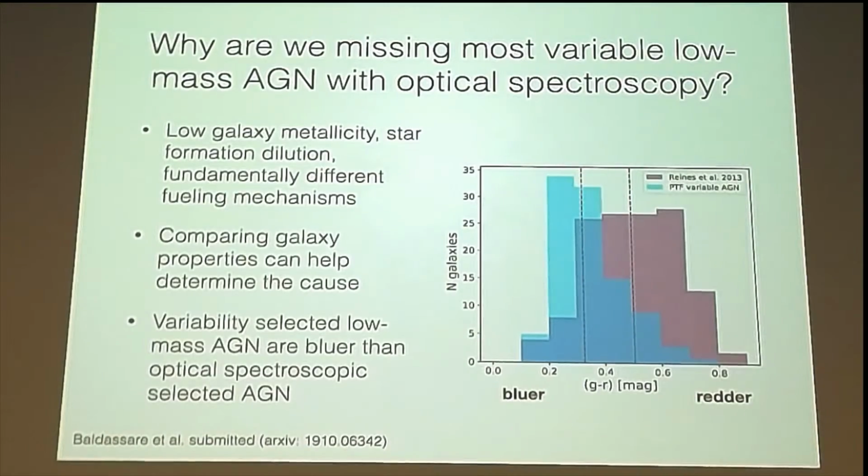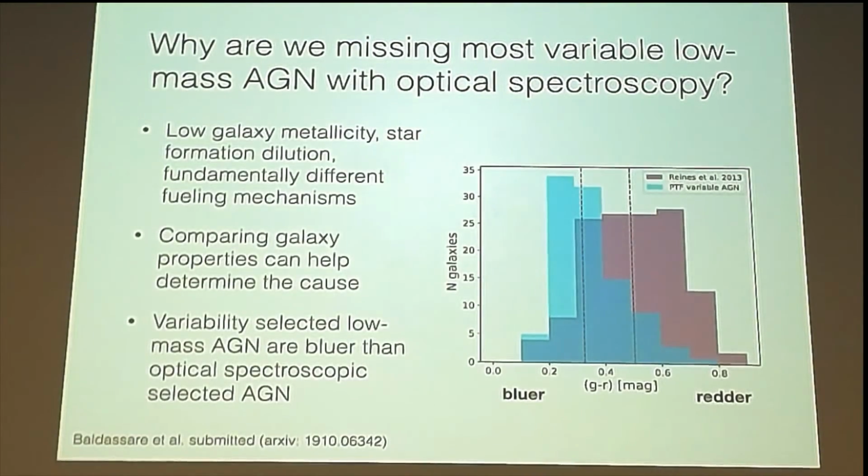All right, so one of the questions that I'm interested in answering is why we are missing most of the variable low mass AGN using these optical spectroscopic diagrams. I mentioned that low galaxy metallicity could be one option, or star formation dilution, but comparing the properties of galaxies with variability selected AGN to those selected via other techniques can help us figure that out.